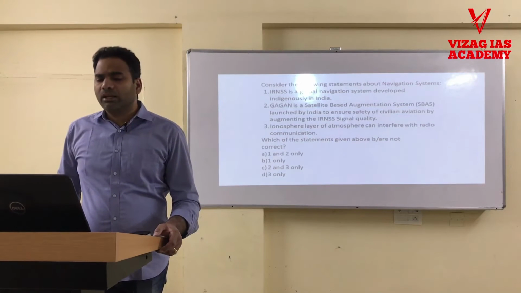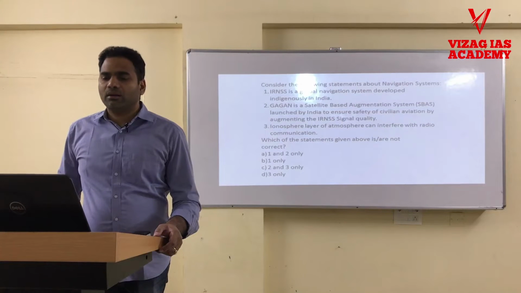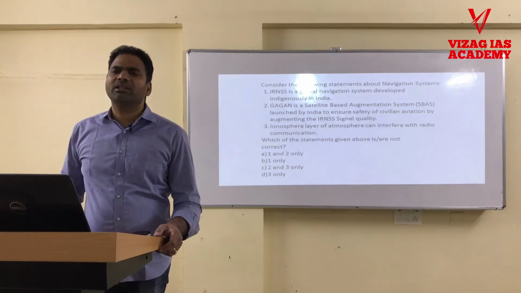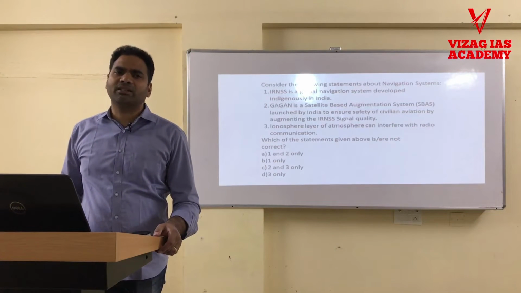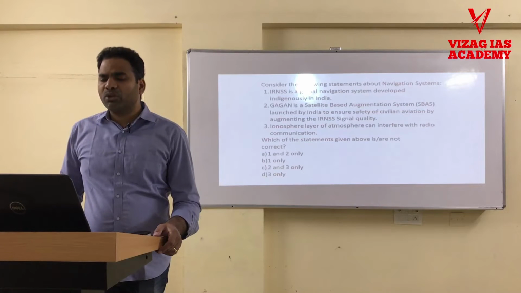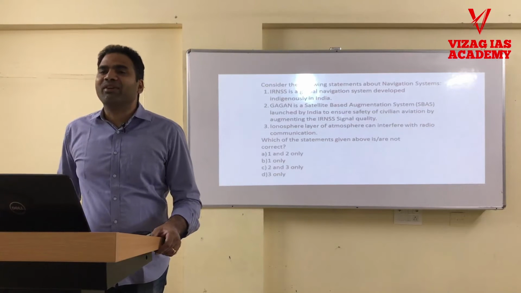3. Ionosphere layer of atmosphere can interfere with radio communication. This is an NCERT option. You know, ionosphere hinders. So the answer is A, 1 and 2 only.